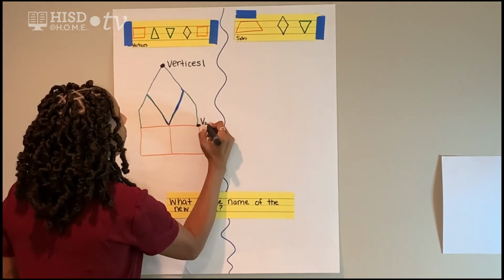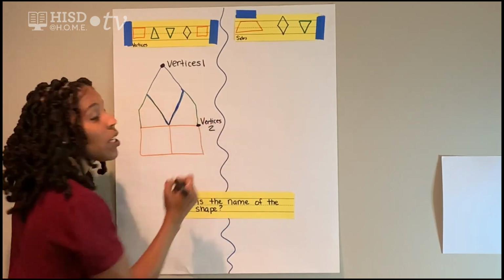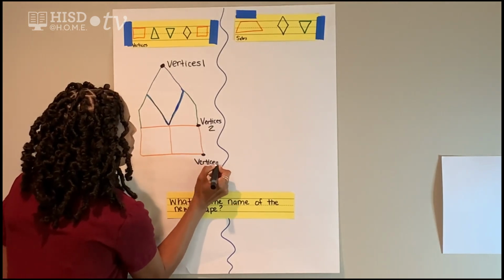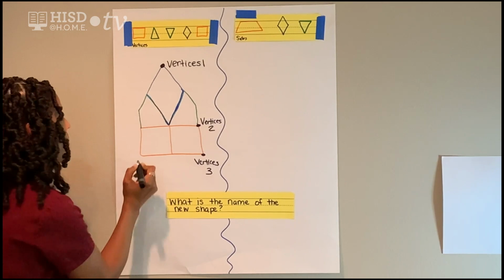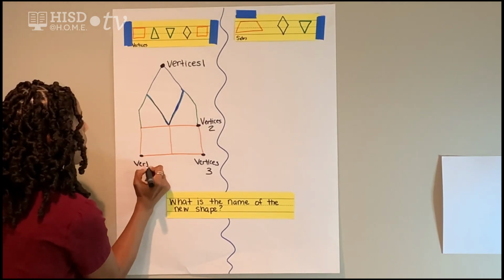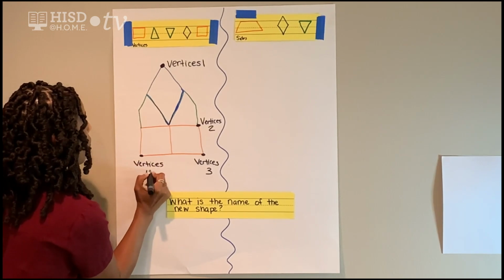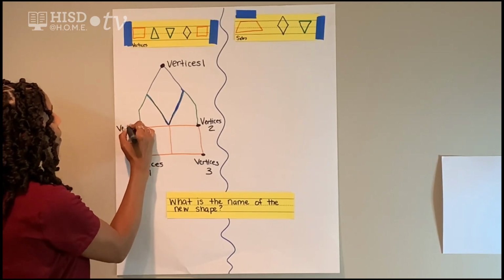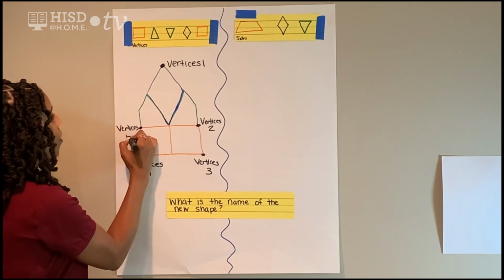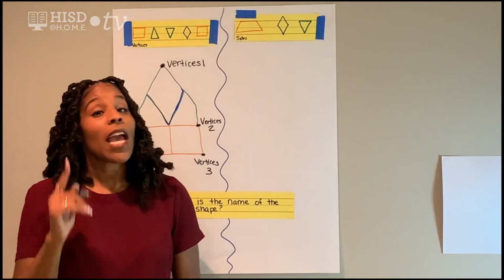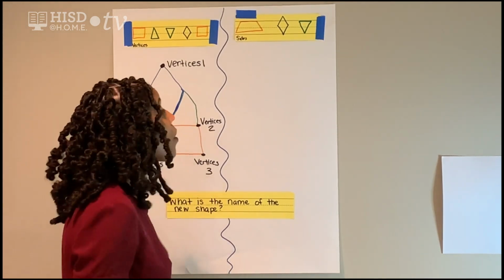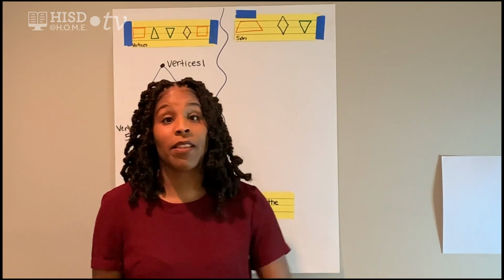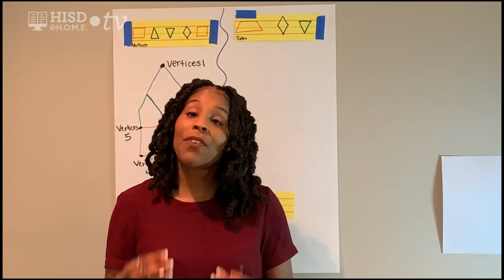I have one here. My vertices 2. I have one here. Vertices 3. I have another vertices, 4. I have another one here. Vertice 5. And remember what a vertice is. A vertice is where those lines, where those sides meet. So I have 5 vertices in my new 2D figure.